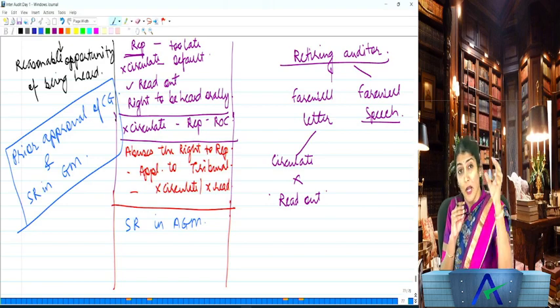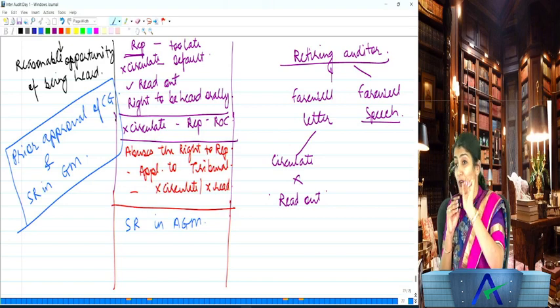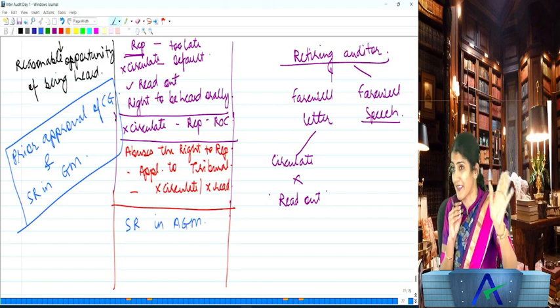Are you understanding? But if he is being removed at the expiry of his term, but before completion of his tenure, then no CG approval is required.